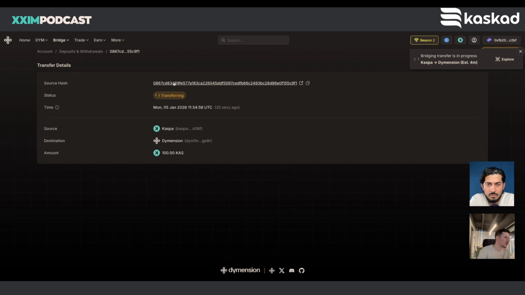You can see the source hash, right? This would lead to the transaction in KAS, which has a payload of the metadata that's required to move these funds into Dymension. Let's talk a little bit about the architecture of the bridge itself.